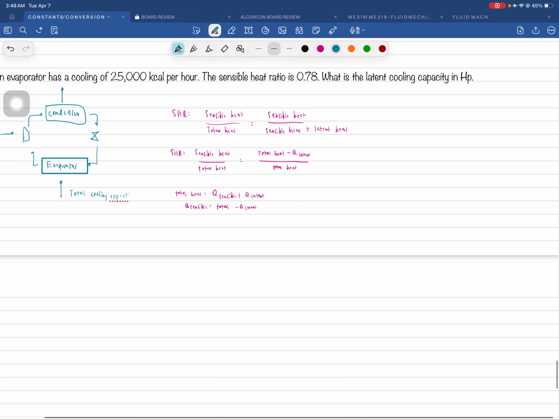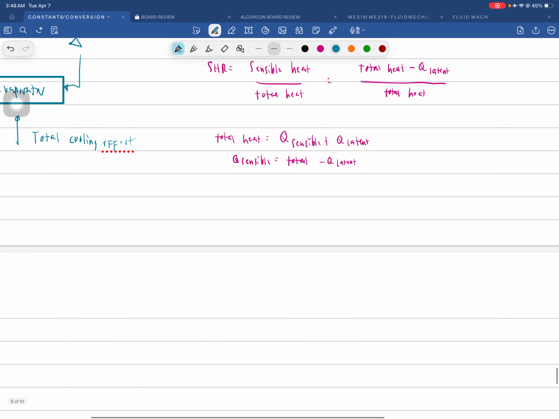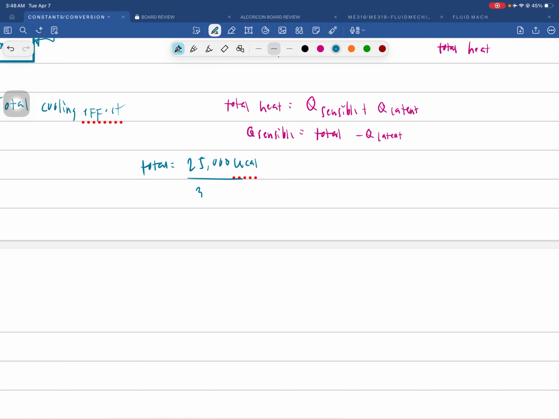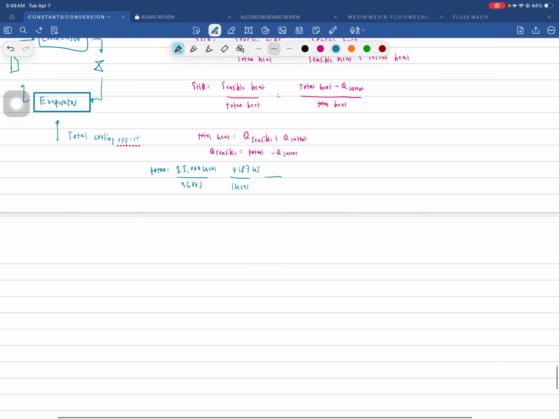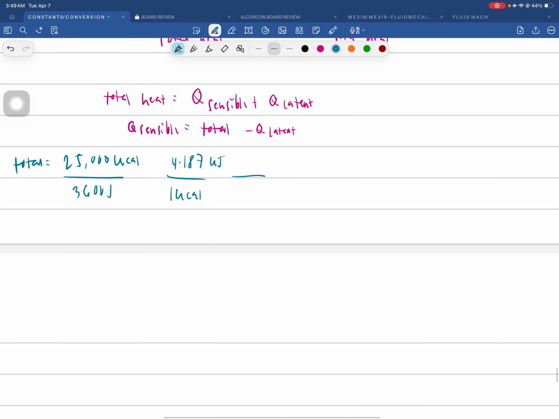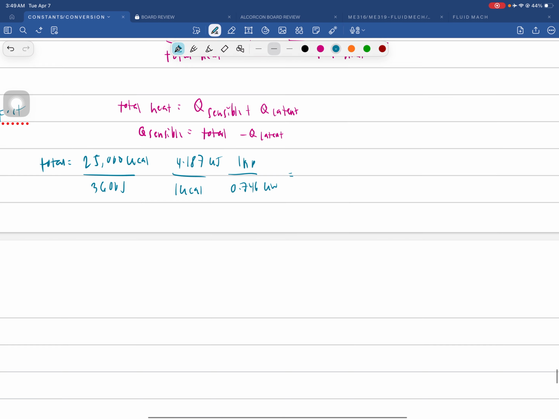So, convert lang natin yung total heat. This is in what? Total is 25,000 kilocalories per, sabi, per hour. So, we can just put 3,600 seconds, no? For every 1 kilocalorie, you have 4.187 kilojoules. Okay? We want in HP. Remember? Cancel to. This is in kilowatts. So, for every 0.746 kilowatts, you have 1 HP. Okay? Input mo lang sa calcu.